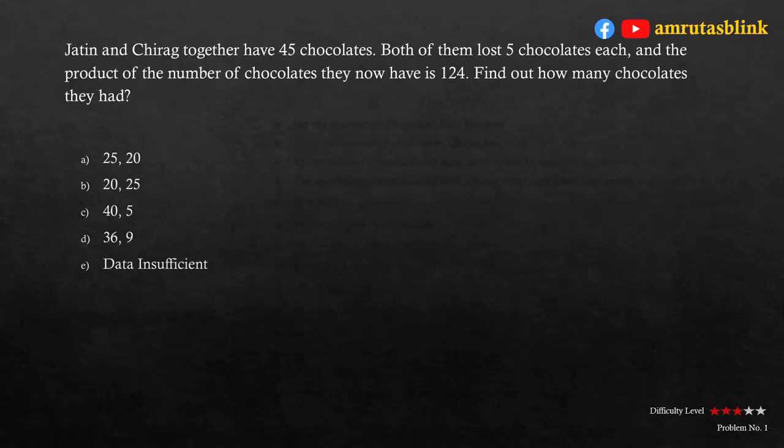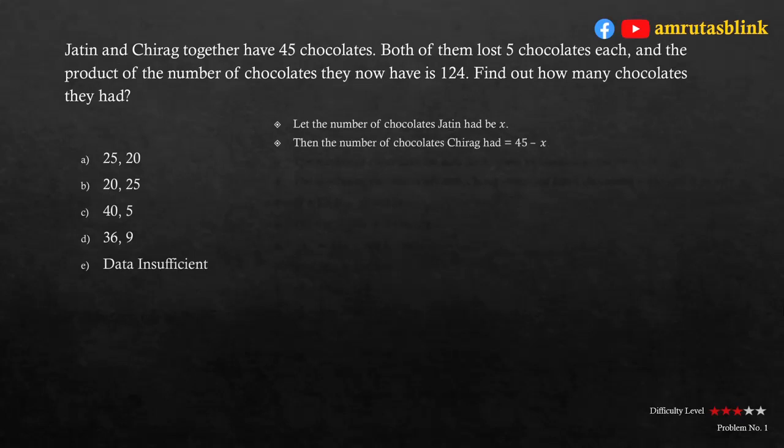Now if you analyze the options, 25 plus 20 will give you the summation of 45, as well as 40 and 5 will also give the summation 45. 36 plus 9 is also 45. So looking at the options, we cannot decide the answer. Let's say the number of chocolates which Jatin had is X. Now it's given that Jatin and Chirag together have 45 chocolates. So out of 45, if Jatin is having X chocolates, then obviously the number of chocolates with Chirag will be equal to 45 minus X.